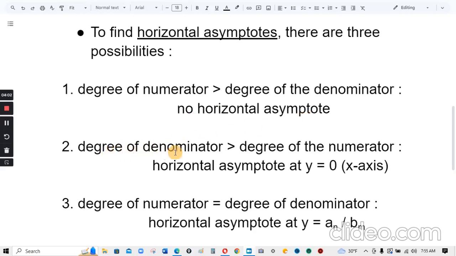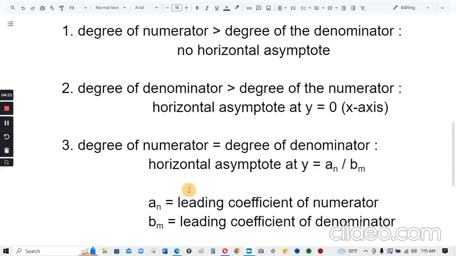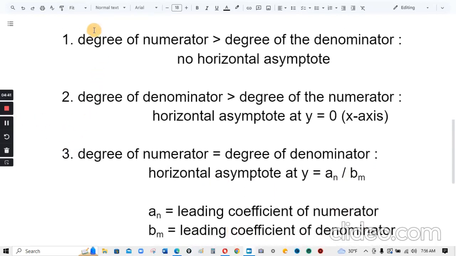If the degree of the denominator is greater than the degree of the numerator, the horizontal asymptote is at y equals 0. That's the x-axis. And finally, if the degree of the numerator equals the degree of the denominator, the horizontal asymptote is at y equals a sub n divided by b sub m. What does that mean? Well, a sub n is the leading coefficient of the numerator, and b sub m is the leading coefficient of the denominator. So you just take the 2 leading coefficients and make a fraction, and that will be your horizontal asymptote. You will see at least one of each case in the examples we're about to do.